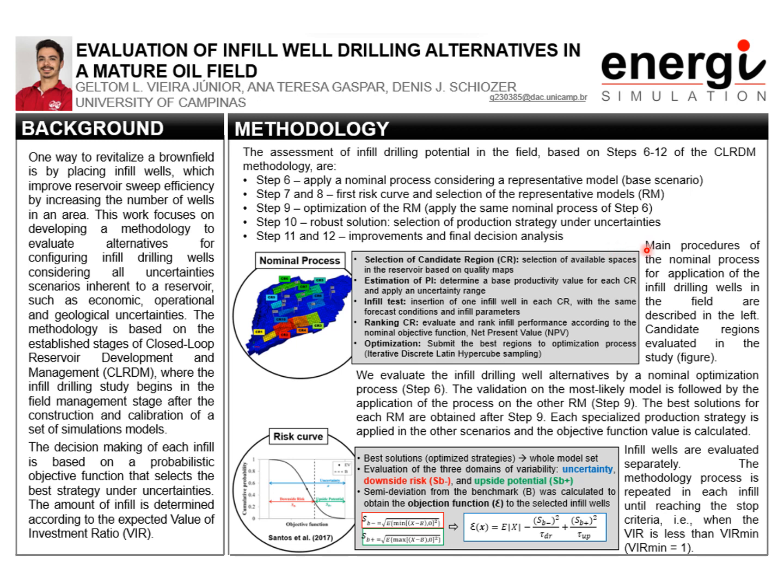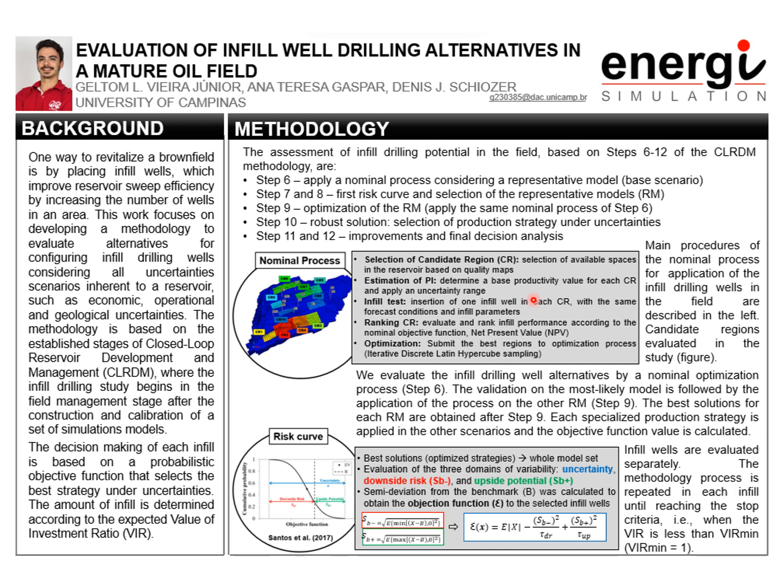The nominal process is divided into 5 major procedures. Here in this picture we have these colors, which represent the CRs, the candidate regions. We select this available space in the reservoir based on quality maps. After that, we estimate the productivity index. So we determine a base productivity value for each CR and apply an uncertainty range, because we don't know exactly; the productivity is an operational uncertainty of the field.